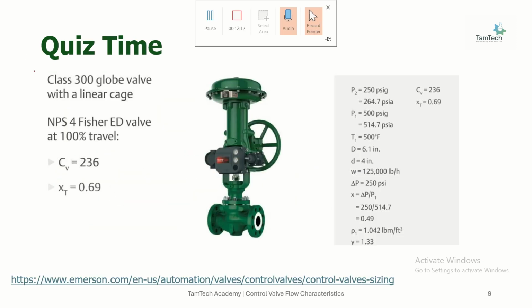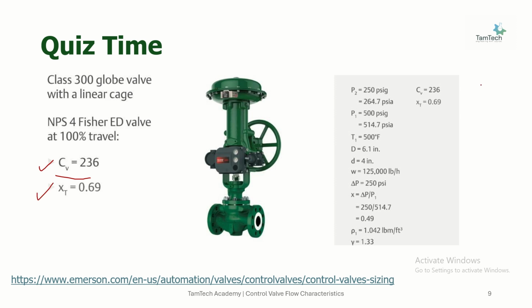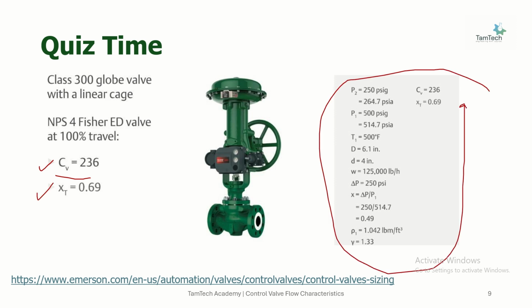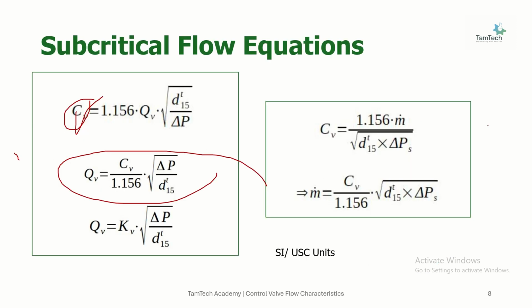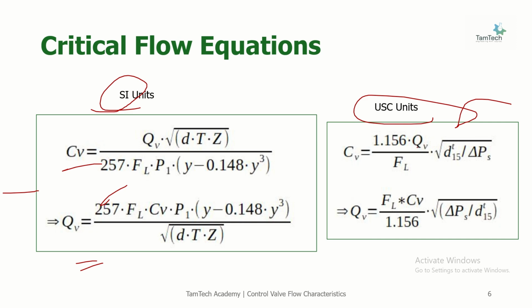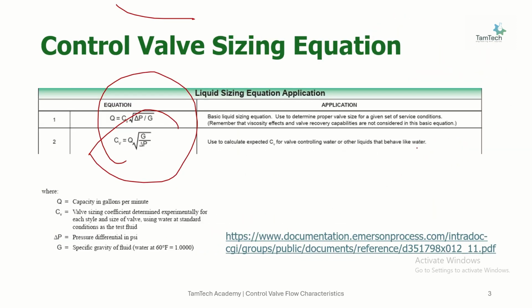I have added one final quiz here, which is taken from the Emerson catalog. It's the class 300 globe valve with a linear cage and NPS 4 Fisher ED valve at 100% travel. I have added the XT and also the Cv, so you can use this data. You can determine first of all the flow regime of the valve, and later whether it is subcritical or critical. You can easily size it. But for a start, you can also try a very simple control valve sizing equation, but be careful with that. The liquid sizing equation is completely different from the gas sizing equation.